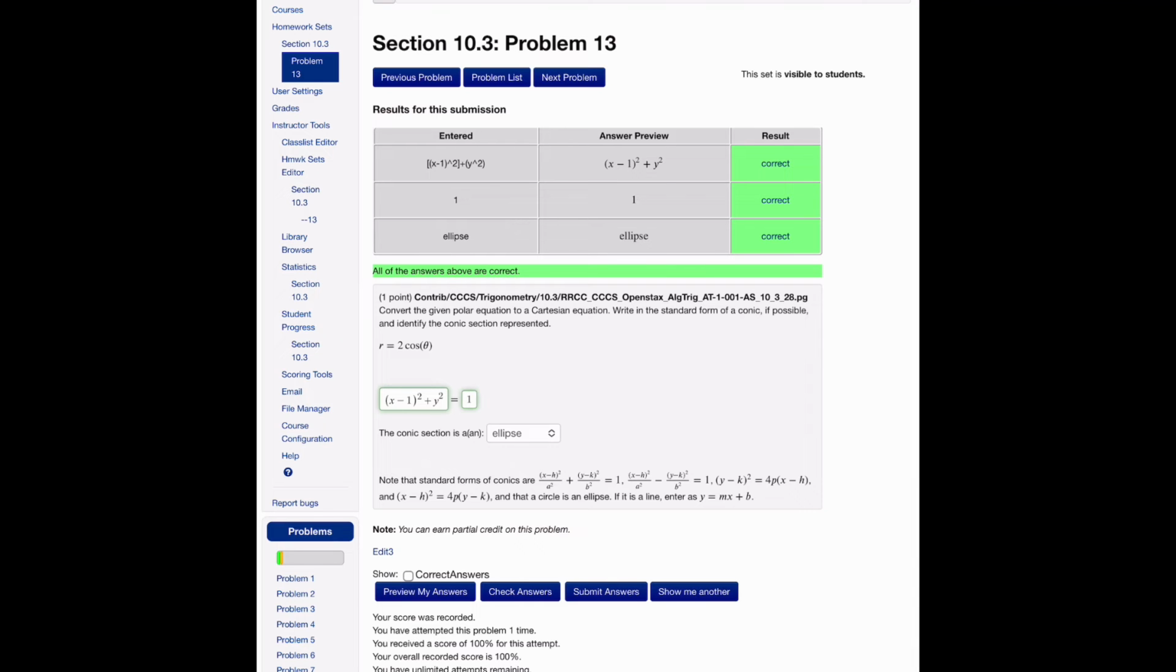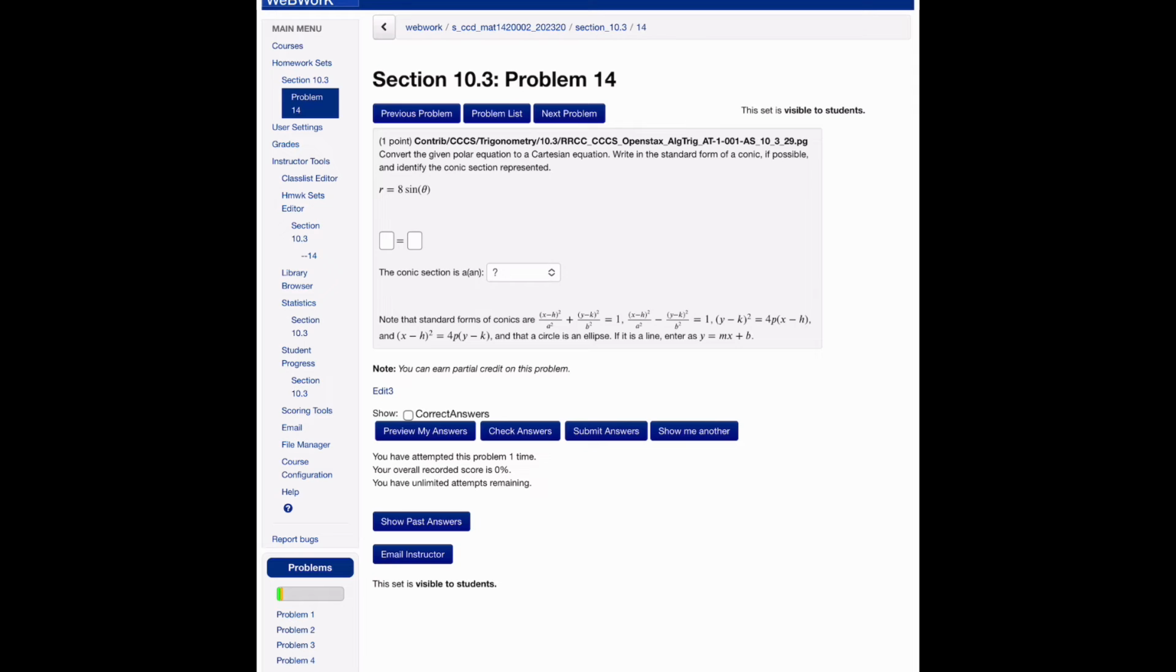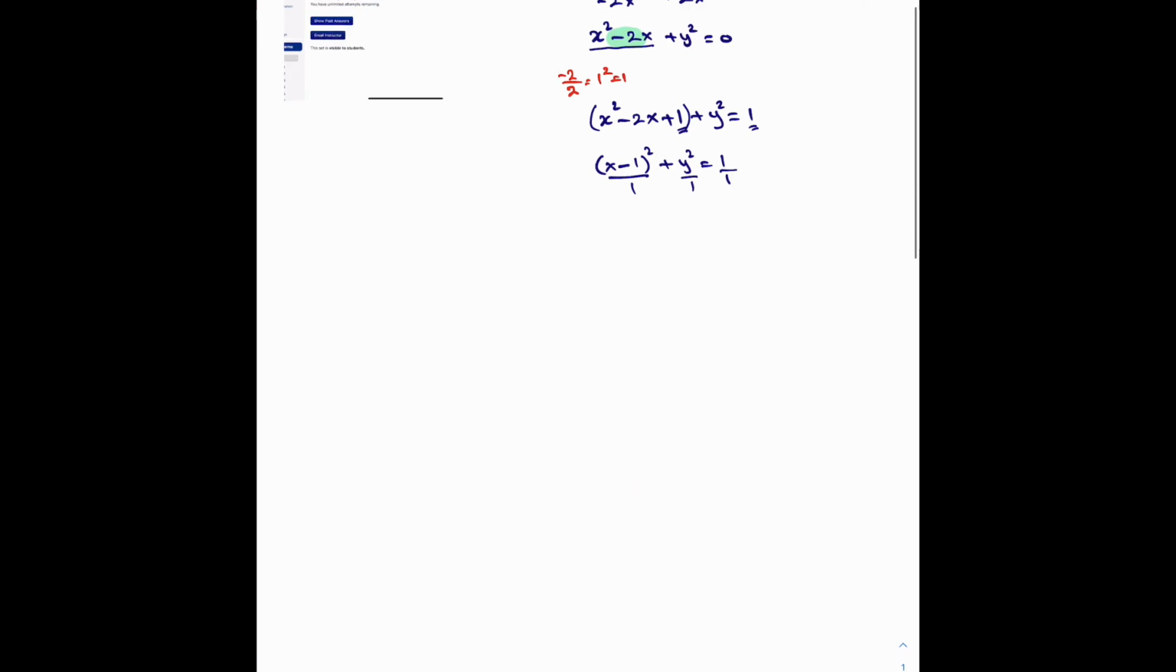Question number 14 is similar to that question. So the question here is, we need to convert the equation r equals 8 sine theta to a standard form of a conic section, and then we need to determine whether it's an ellipse or any other of the conic sections provided here: ellipse, hyperbola, parabola, or not a conic. So r equals 8 sine theta. I'm going to go to my notes here.